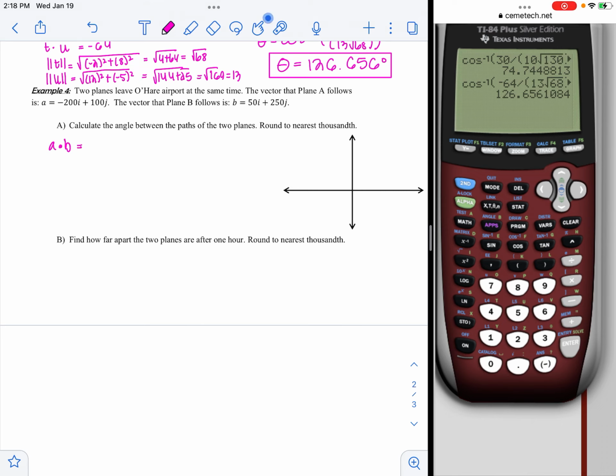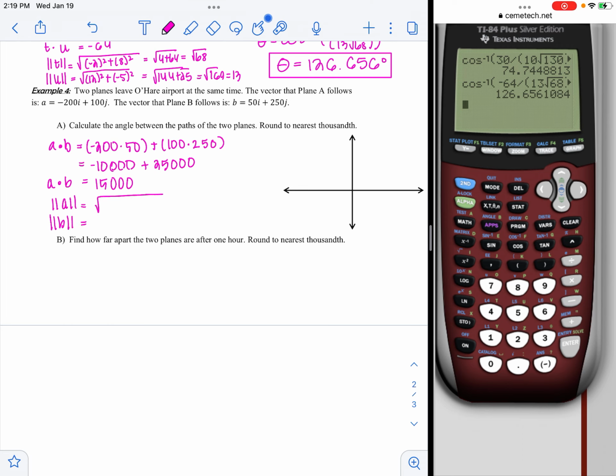All right, so I need the dot product, A dot B. So that's negative 200 times 50 plus 100 times 250. Big numbers here. All right, so I have negative 10 with 3 zeros, negative 10,000, plus 25 with 3 zeros. So that is 15,000. So A dot B is 15,000. And you can use a calculator, but I was just doing some mental math.